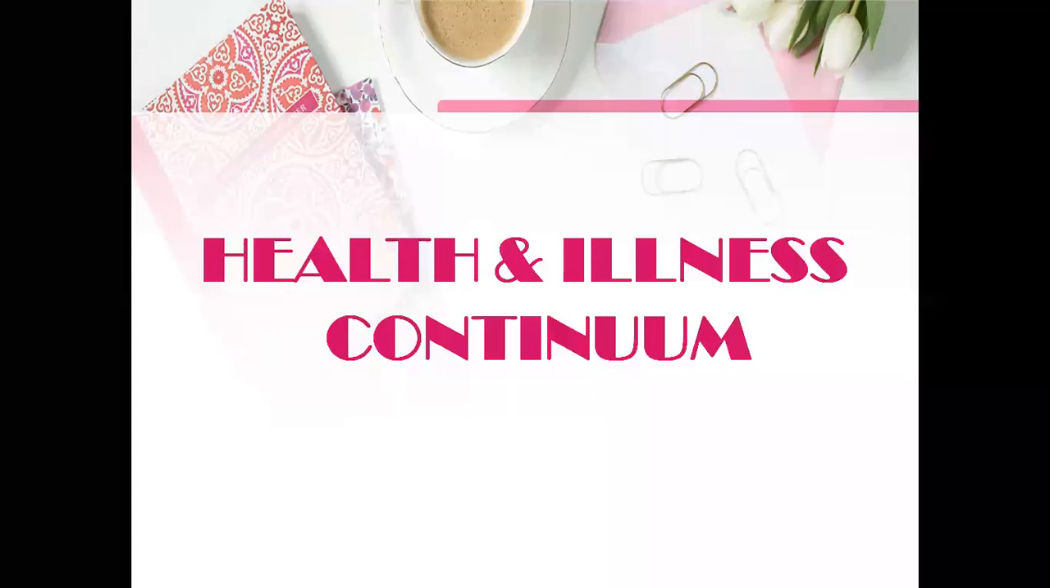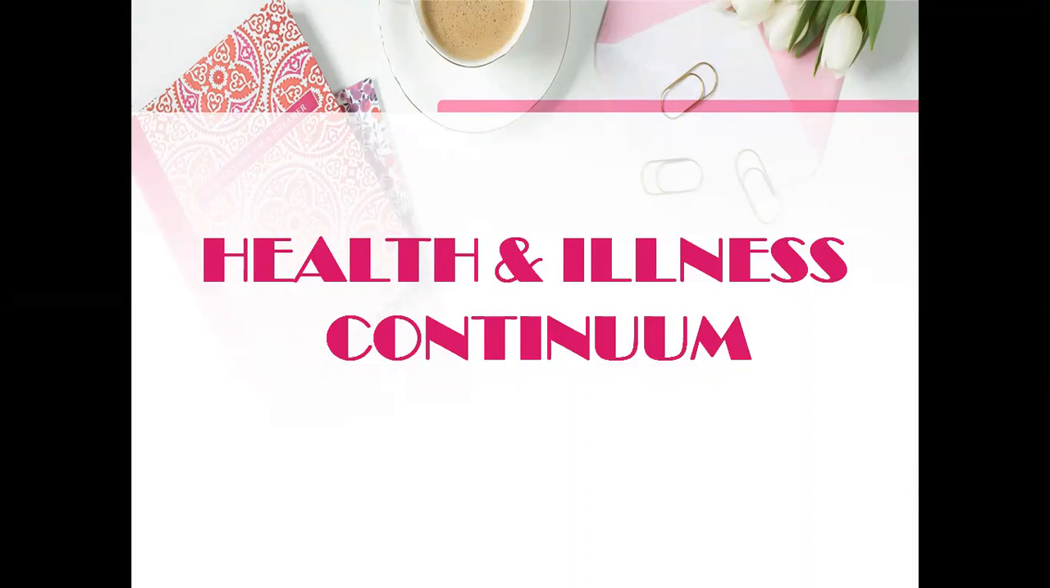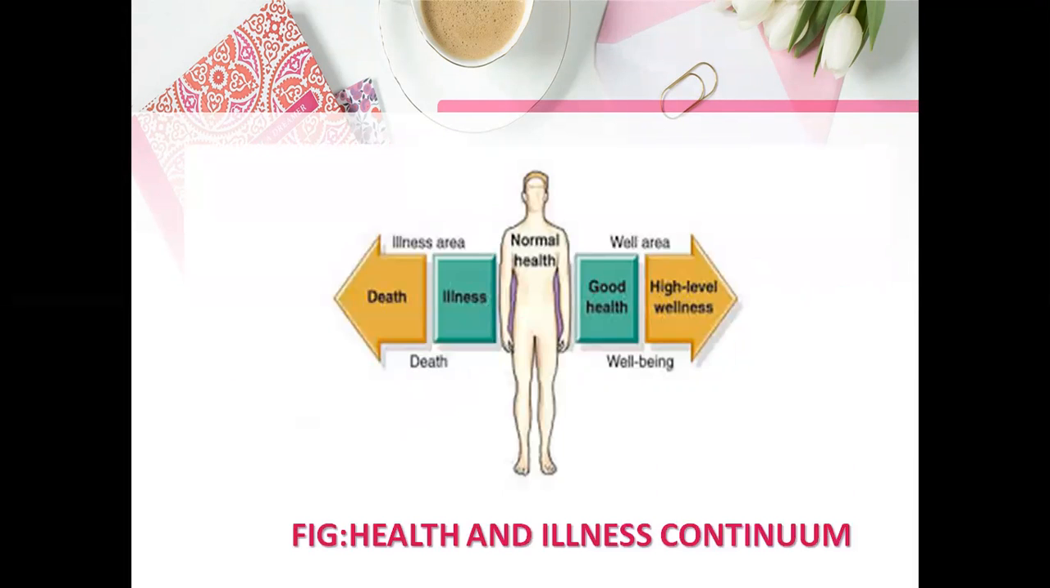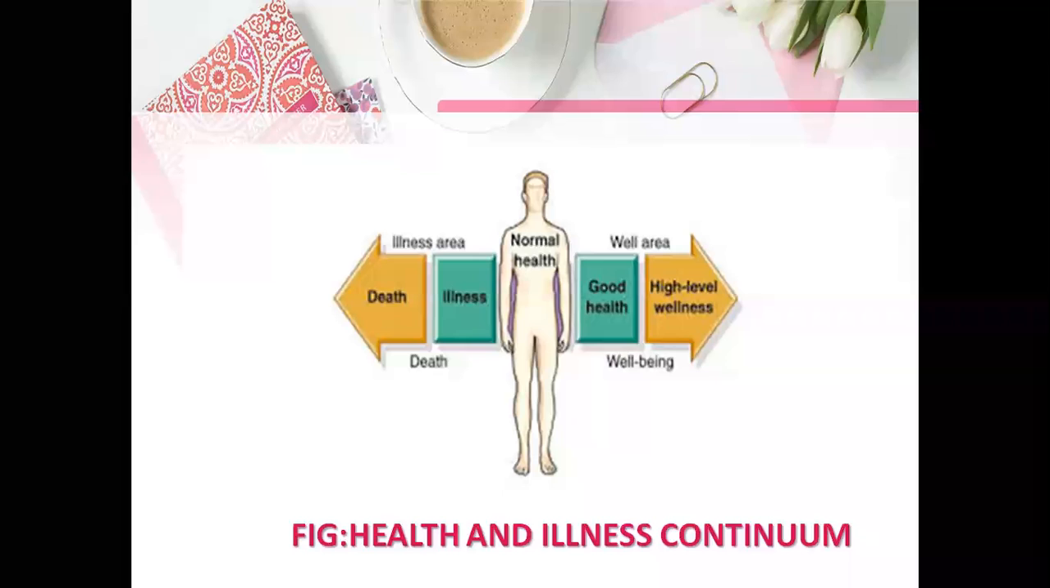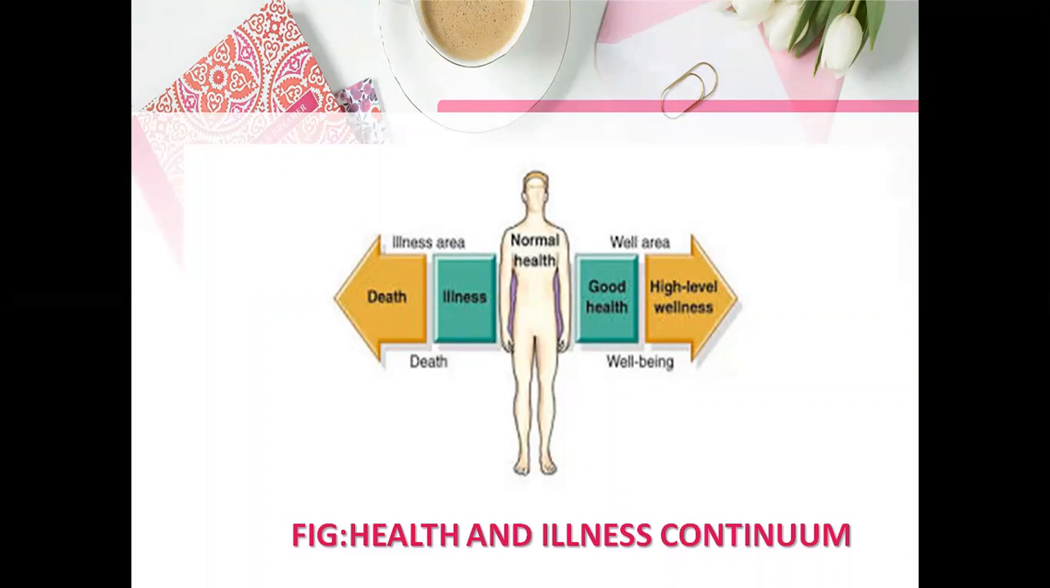Okay. So now we will learn about what the health illness continuum is. I'll show you the diagram. If you see from the diagram itself, we have two endpoints of the continuum. We have death and we have high level of wellness. The one in the middle is known as normal health. So normal health is in the middle, then at the two endpoints of the pole, we have death and high level of wellness.